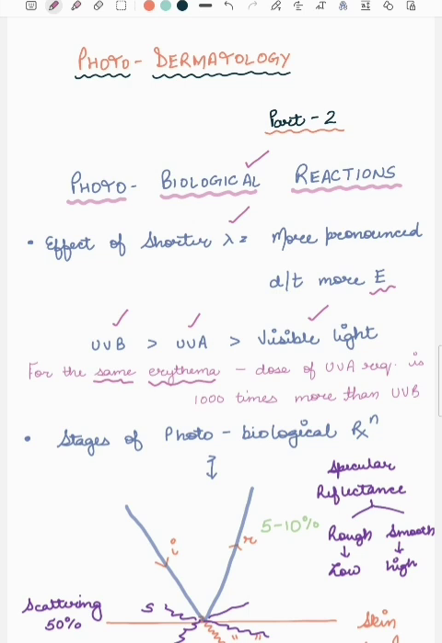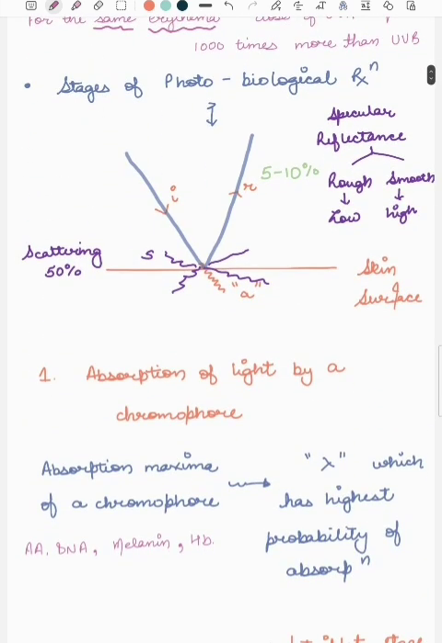Now there are various stages of a photobiological reaction. So we will start with the sun rays hitting the skin. What happens when these sun rays hit the skin? This is the classical physics diagram that we remember. The light is striking a surface, and what is happening after that? So this is the incident radiation, and this is the skin surface. Once the incident radiation comes, what happens?